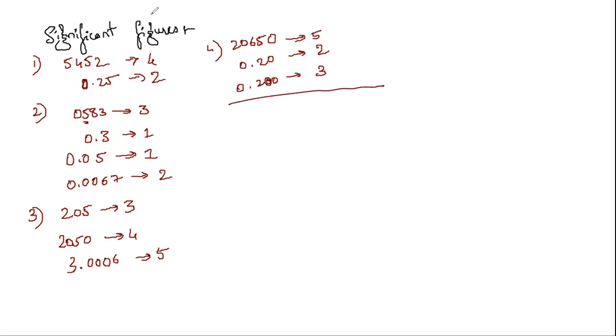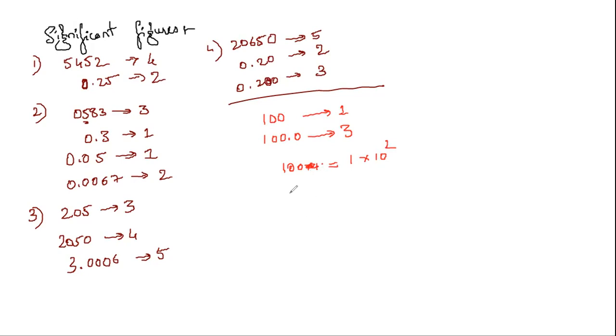Example, very important. Please listen carefully. 100 has only one significant figure. If I say 100.0, then there are four significant figures. Such numbers are better represented in scientific notation. So how do you write 100? We write 100 as 1 into 10 raised to 2. Therefore, there is only one significant figure.